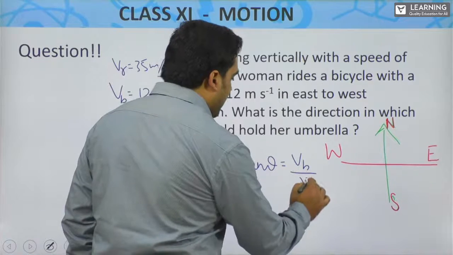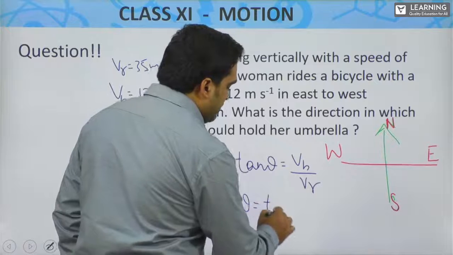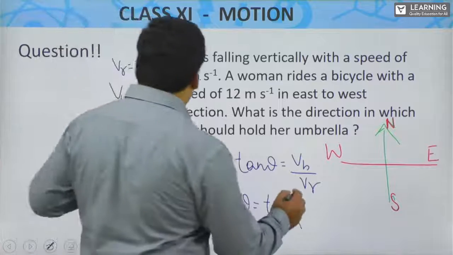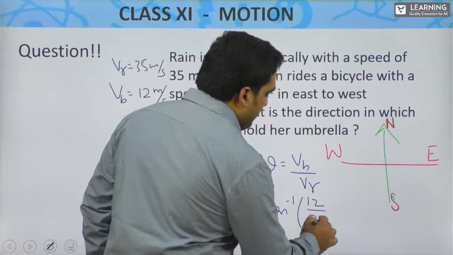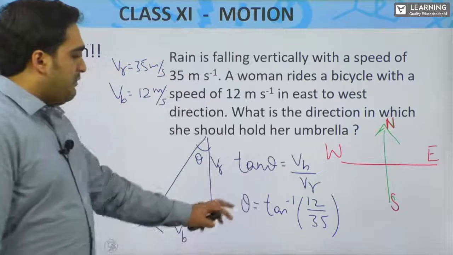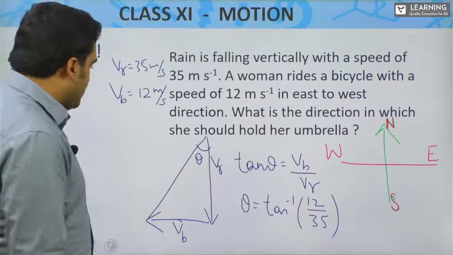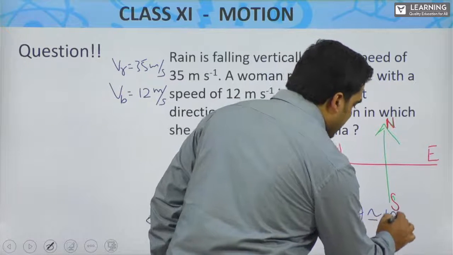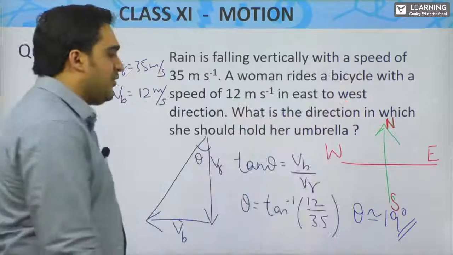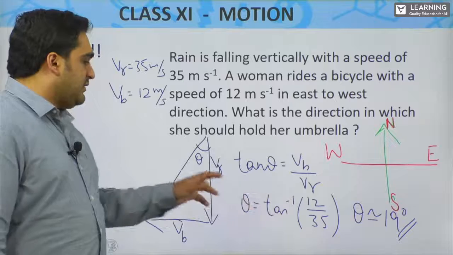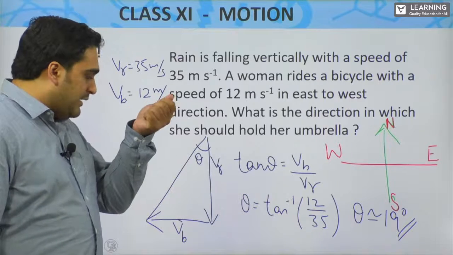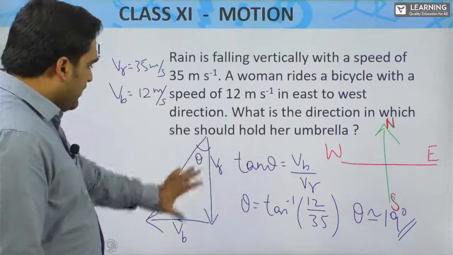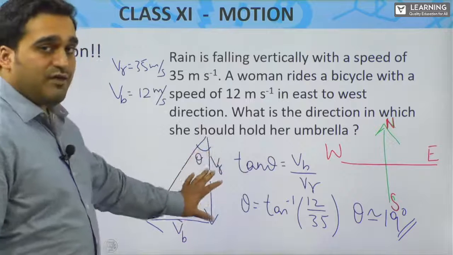VB by VR. So theta is equal to tan inverse of VB, where VB is 12, as I've mentioned here, divided by 35. And by identifying this value, you will soon see that angle theta turns out to be approximately 19 degrees. So this should be the angle at which the woman should hold her umbrella, a little tilted forward. A simple method. So what we did here is represent the given case in the form of a vector.